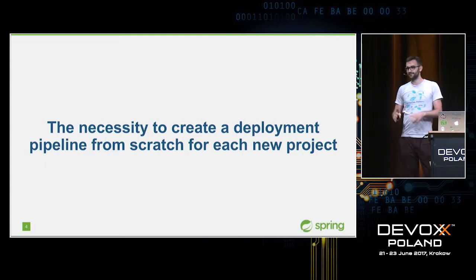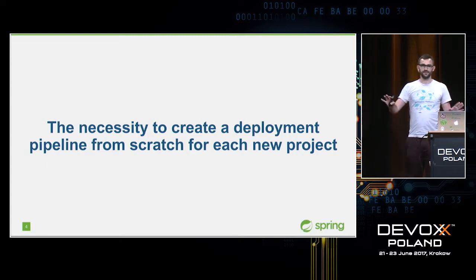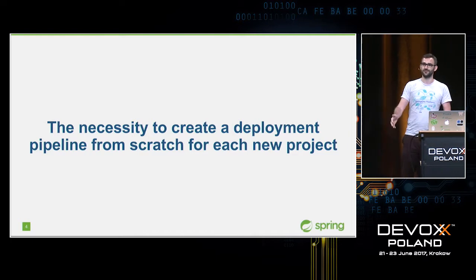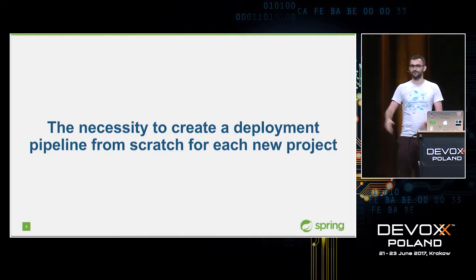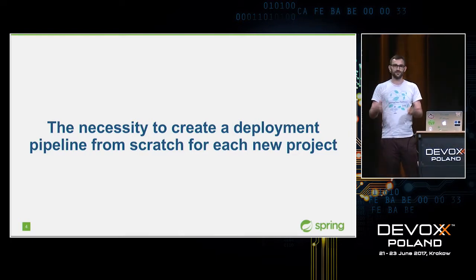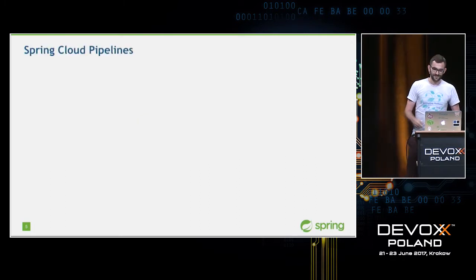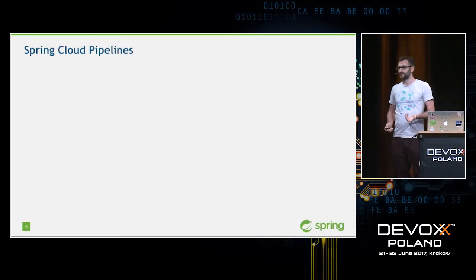For sure, it's not like this at your companies, but whenever I change jobs or projects, it turned out that you have to create a pipeline from scratch. You have a new tool, like you had Jenkins, now you have Bamboo or TeamCity, and you have to create the pipeline. So, what is Spring Cloud Pipelines?